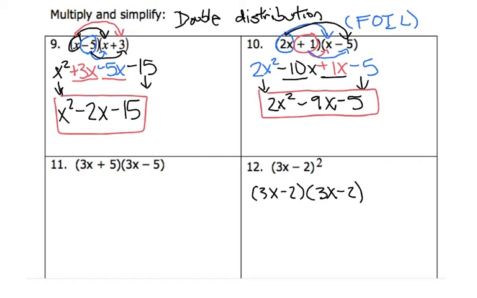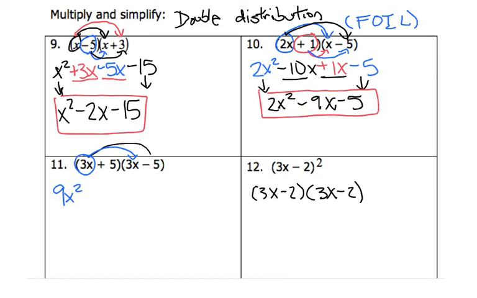The next one is actually really unique. I say that it's unique because the values are the same, 3x, 5, and 5. The only difference is one is positive, one is negative. So therefore, something unique is going to happen when we work out this problem. Some of you may actually already know what's going to happen, and that's cool. So 3x times 3x, 3 times 3 gives us 9. X times x gives us x squared.